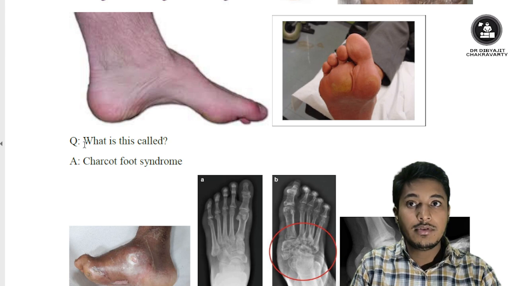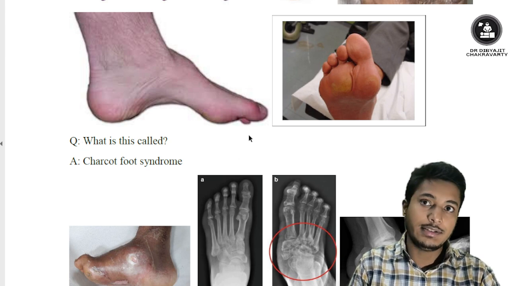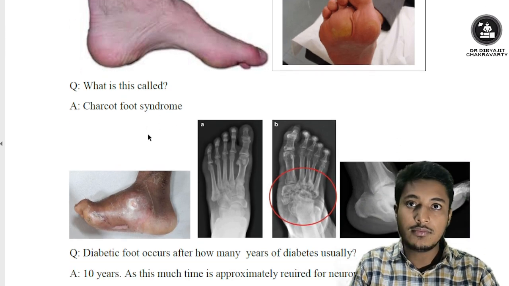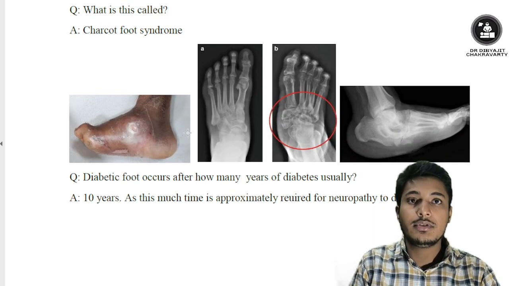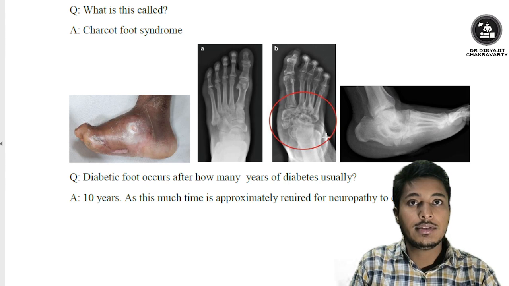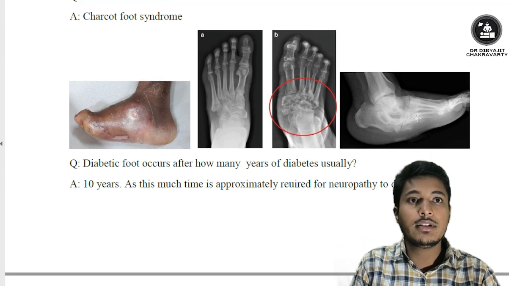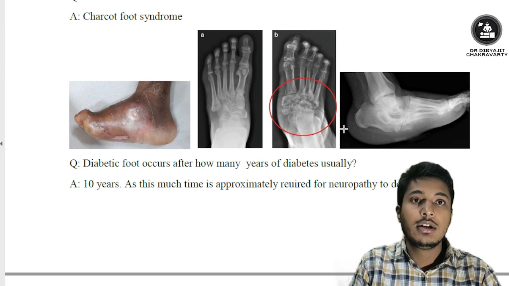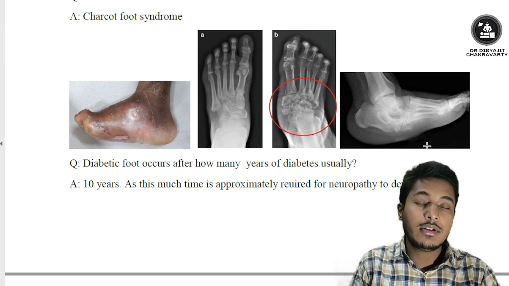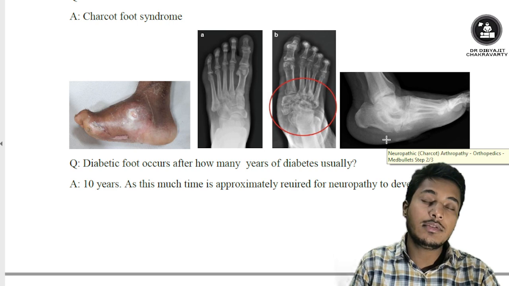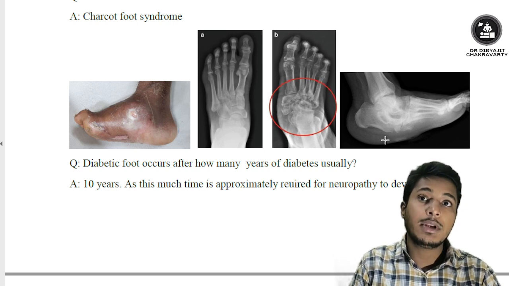So sometimes you may be asked what all these conditions are. These are nothing but the Charcot foot syndrome, which can be visualized better in these images as well as the X-ray images. We can see the rocker bottom deformity, that is the rounding of the lower part, that is the eversion of the plantar arches.